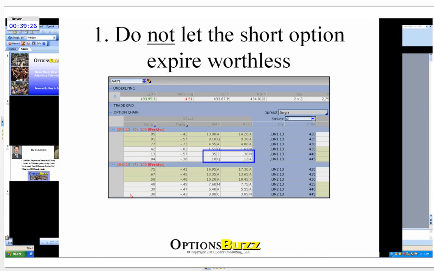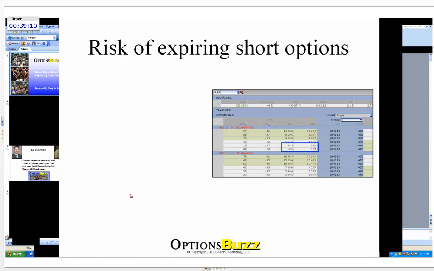And don't let your short option expire worthless. In this example, let's just say we've got Apple up here, and just as an example, let's say we're short, which means we've sold to open the 440 or the 445 options that I have in that blue box. Let's just say we're short either one. It doesn't matter where you sold it, okay?